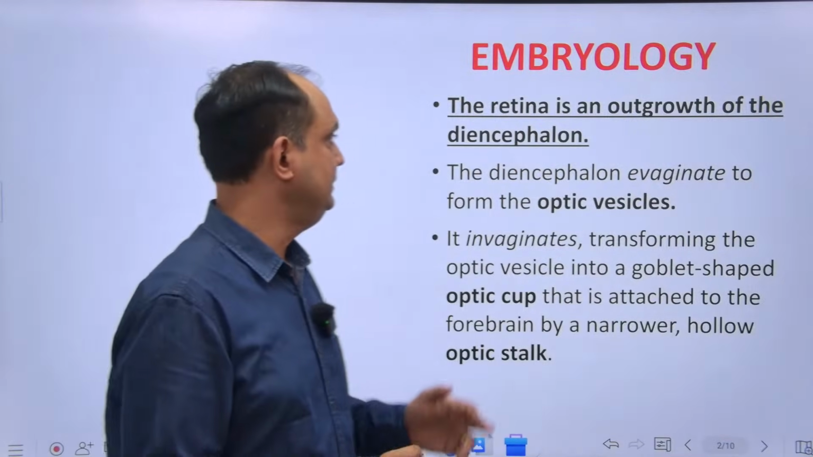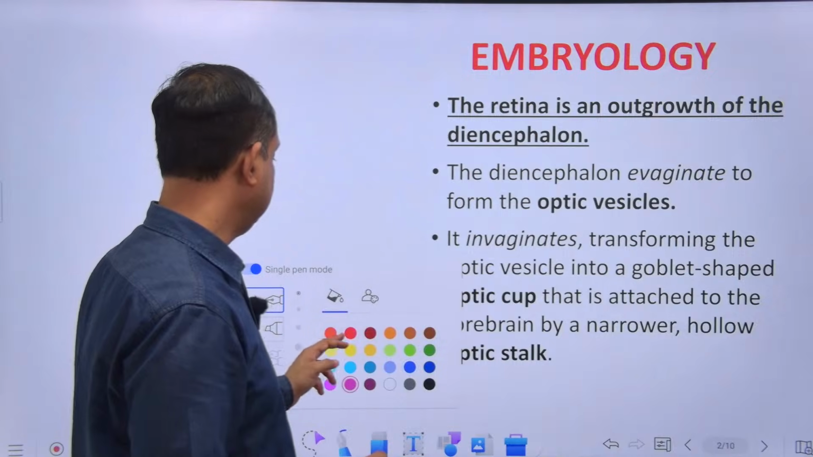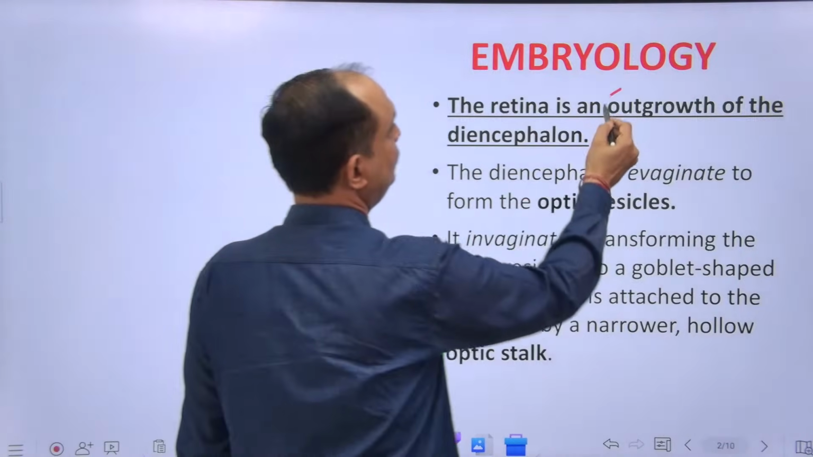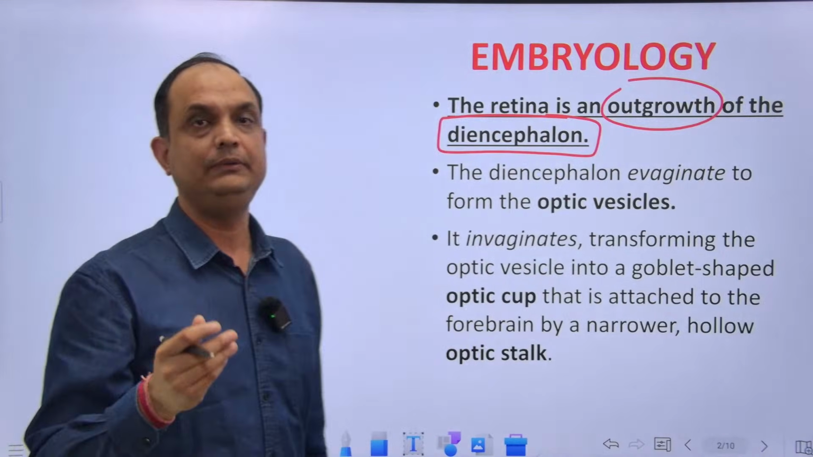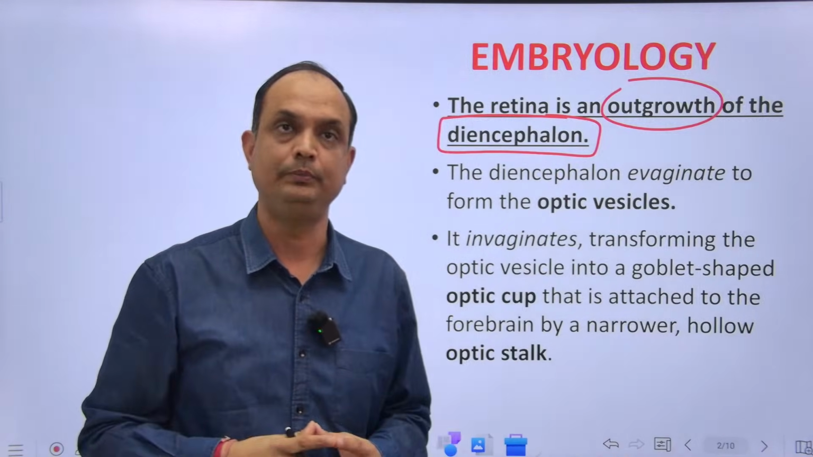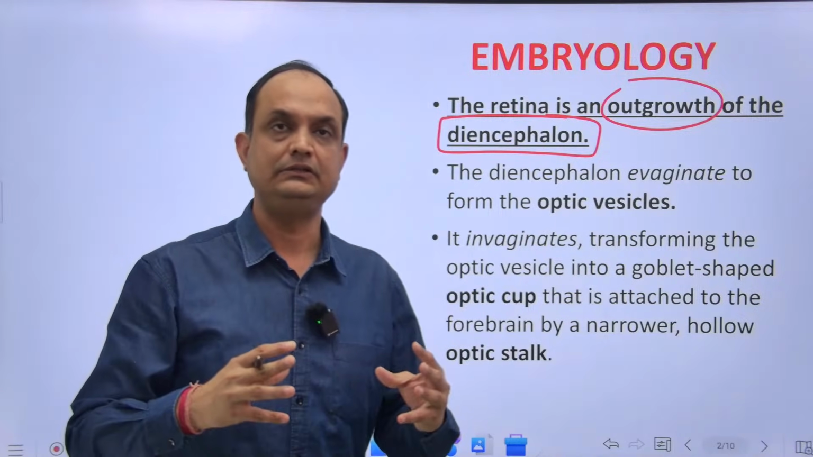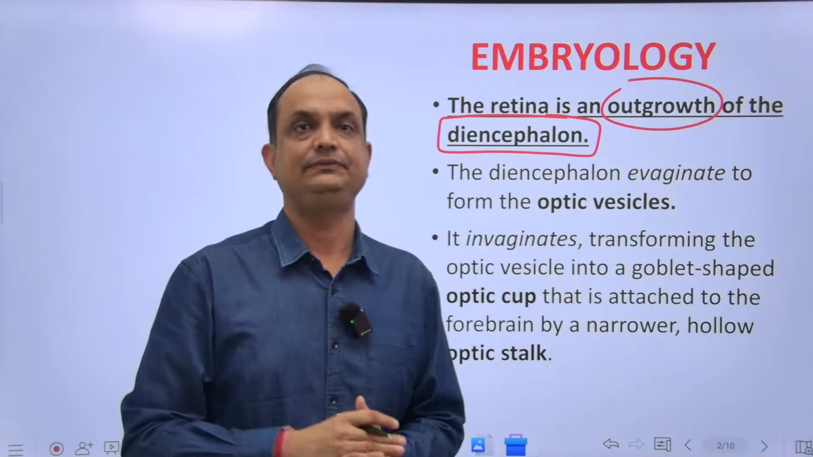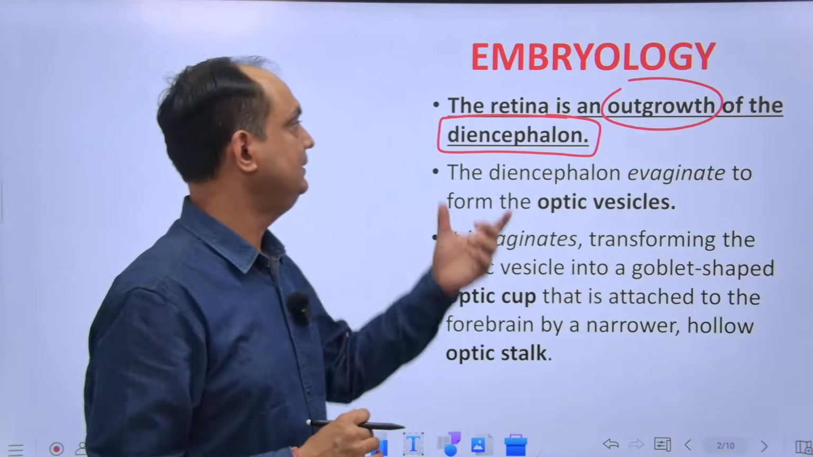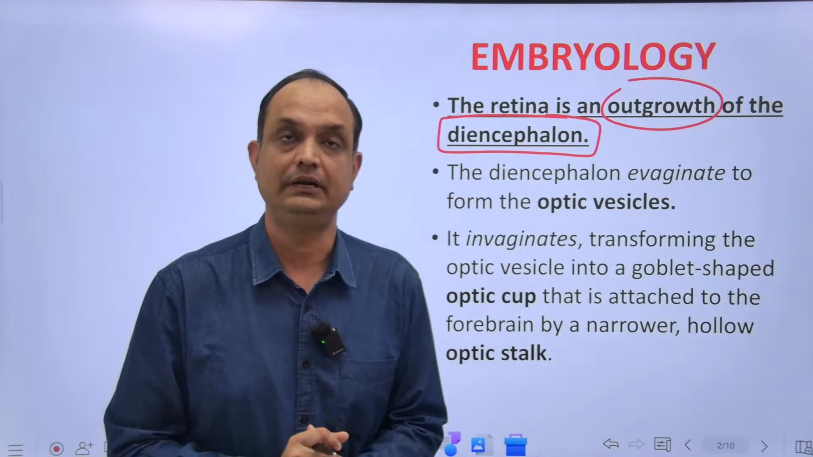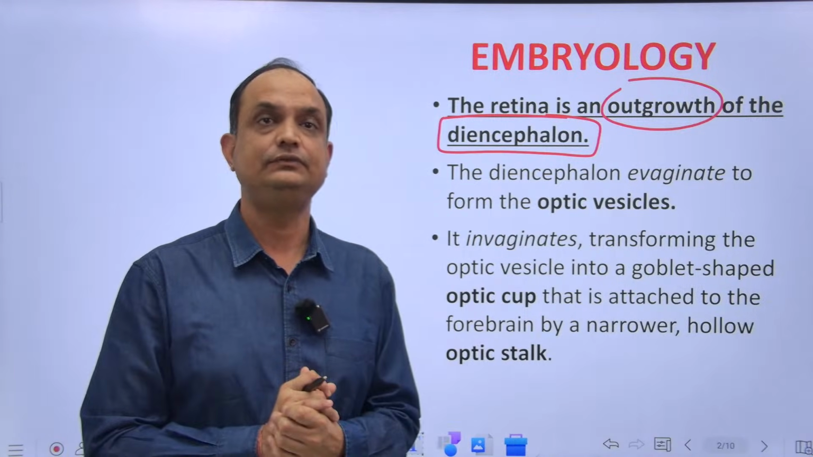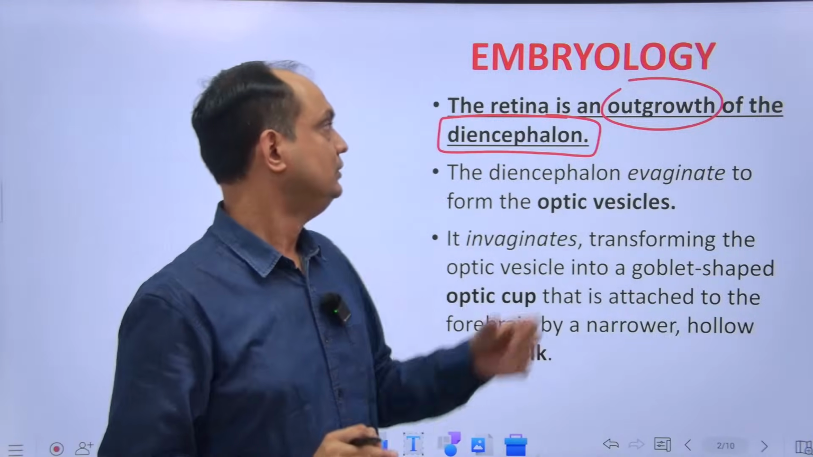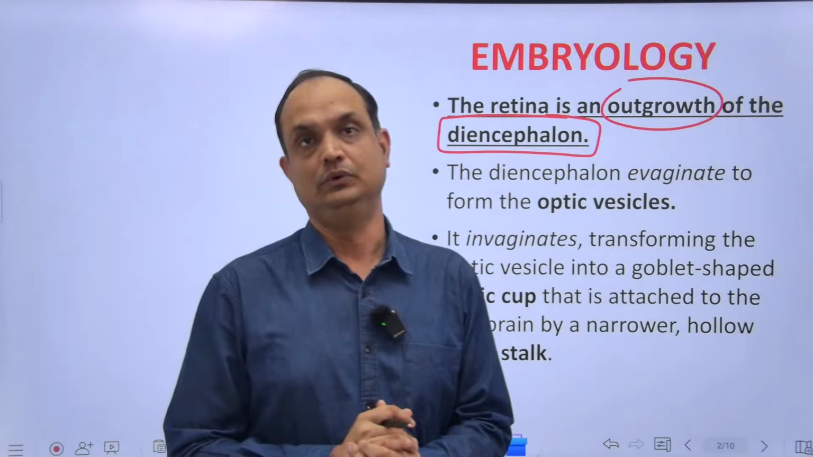So when we talk about the development of the retina, the first important thing you should keep in mind is that the retina is the outgrowth of the diencephalon. When you see the embryology, you have to keep in mind that there is a formation of the forebrain. The forebrain gives a part known as the diencephalon, and from the diencephalon there is an outpouching, and that outpouching is going to form your retina. The important thing is that your whole CNS arises from the ectoderm, the neuroectoderm. So the retina is also ectodermal in origin.